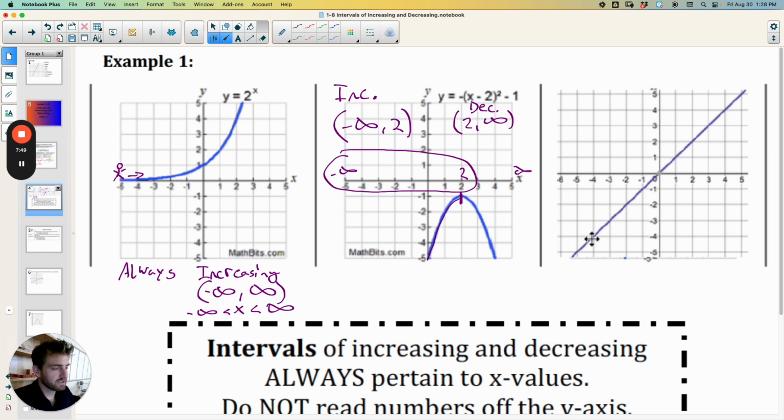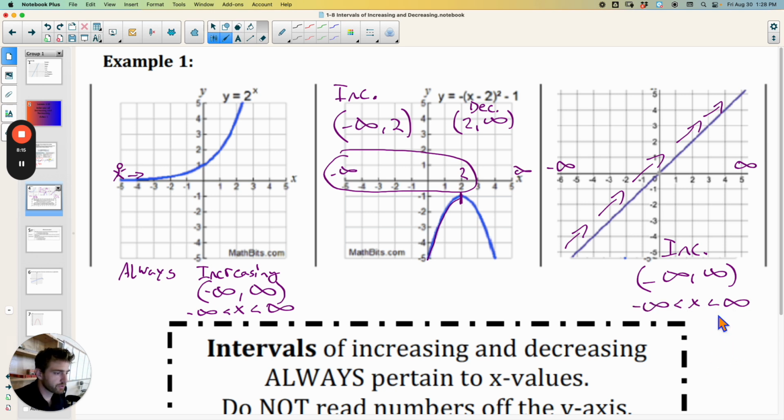All right, and then lastly, this is a linear function, and this one looks like we're always increasing. So I'm going to write negative infinity, positive infinity. This is a case where you're always increasing. You can say from negative infinity to positive infinity that we're increasing. You can say that x is less than infinity or greater than negative infinity using set notation. You could also say it's always increasing. You just have to know the difference between those different ways of representing the x values there.